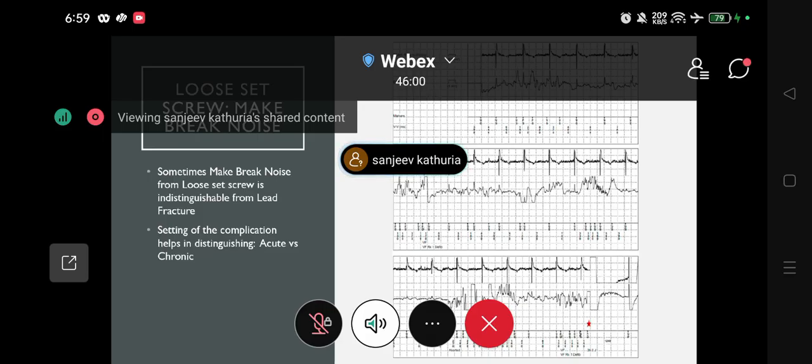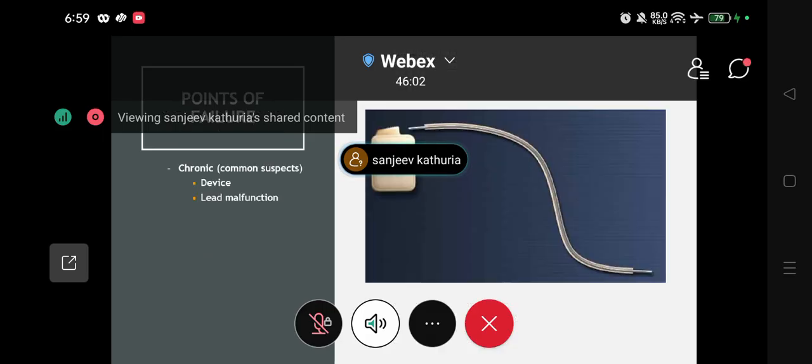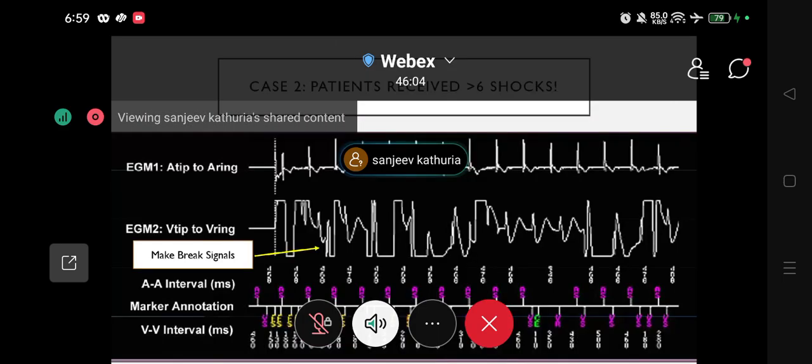So this patient in hospital has received 6 shocks in the last 1 hour. ICD implanted about 2 days back. He is in the hospital. So what is happening here? Can you see the break signals? I'll keep showing; if you want to comment, I'll keep showing you. And this is also a very important slide to tell you something else also.